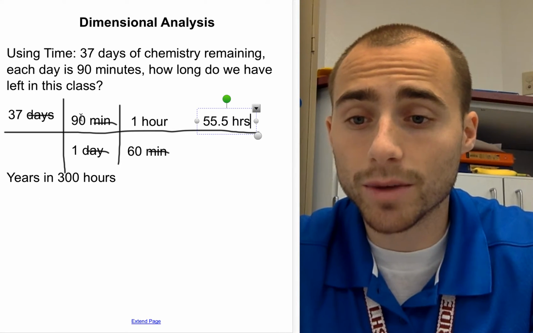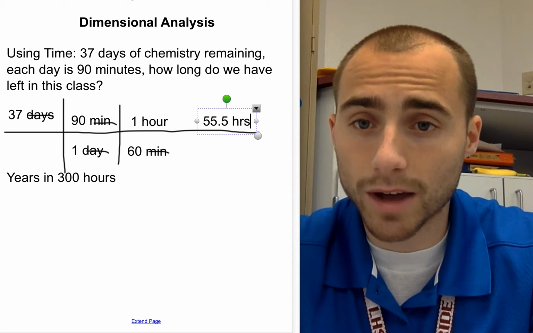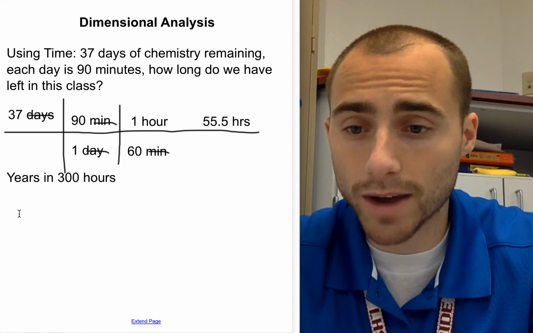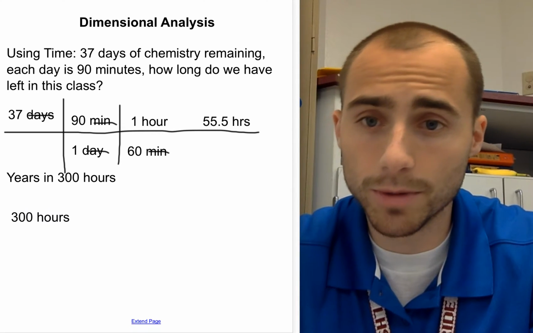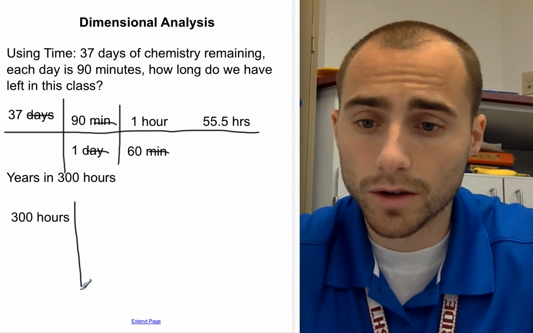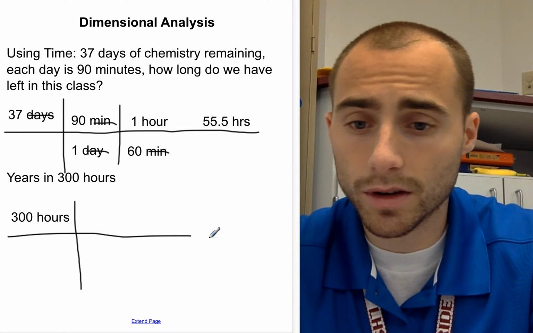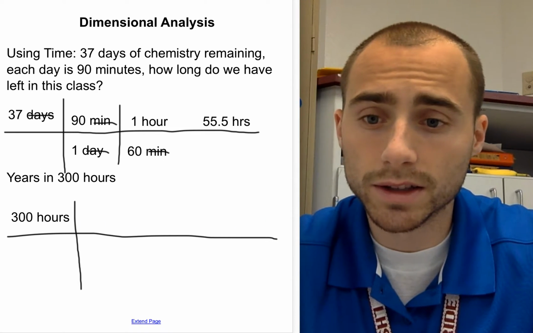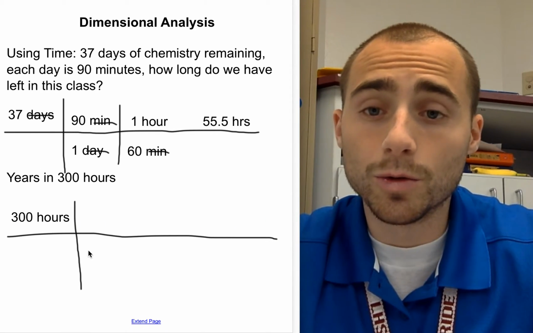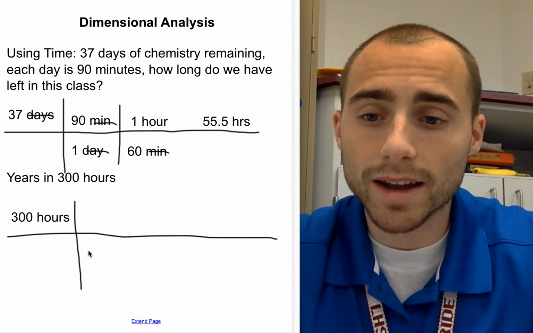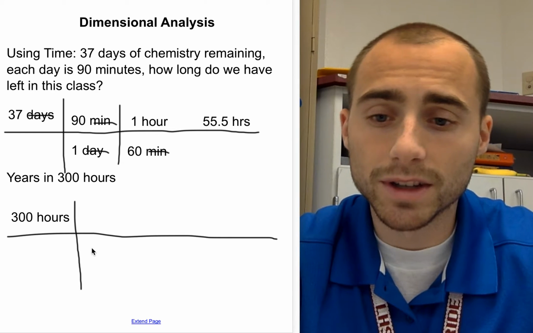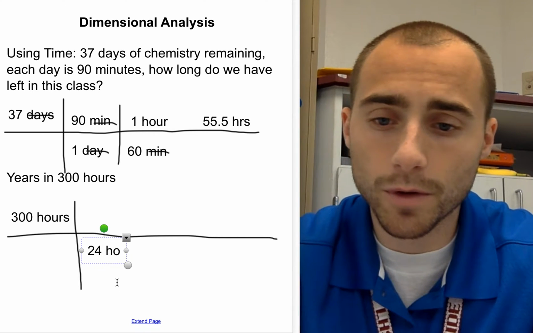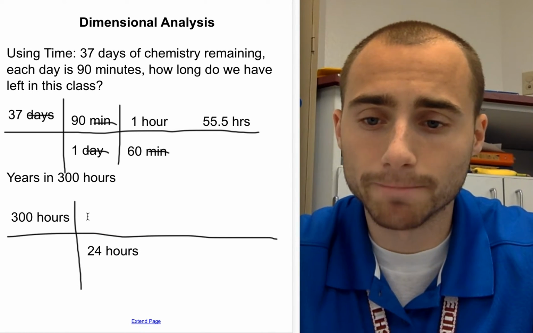Now, down here we have years in 300 hours. So again, the first thing you have to do is write down your given, which here is 300 hours. Then you build your picket fence, just like that, 300 hours. Coming across. We got to get to years, right? So that can actually be a little bit difficult. Let's go from hours to days. So 24 hours are in 1 day.